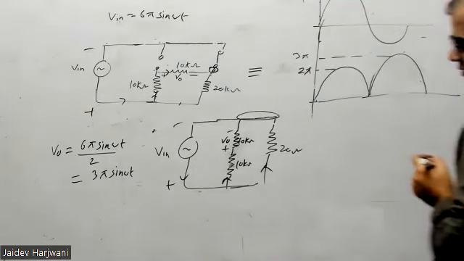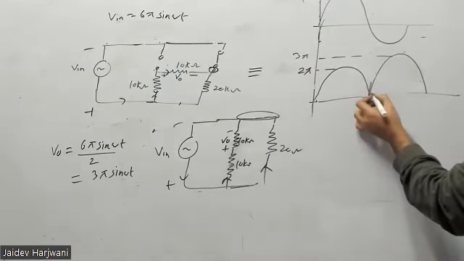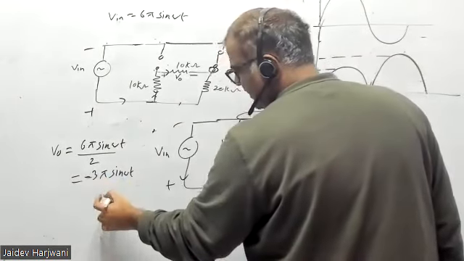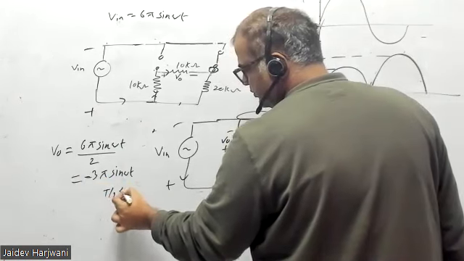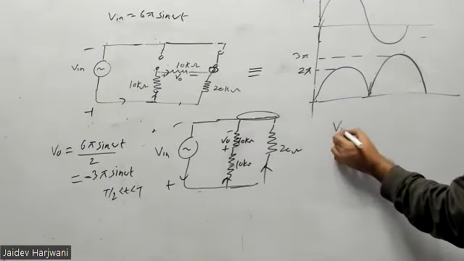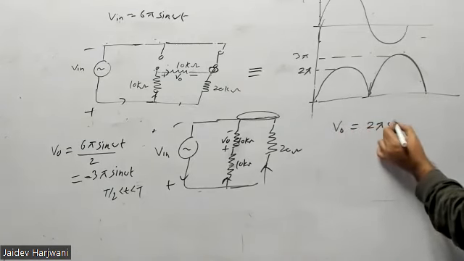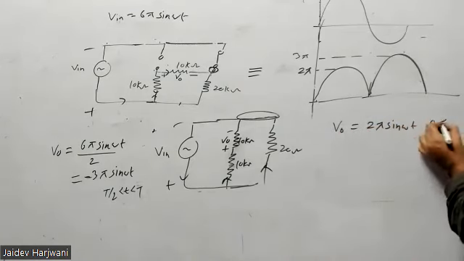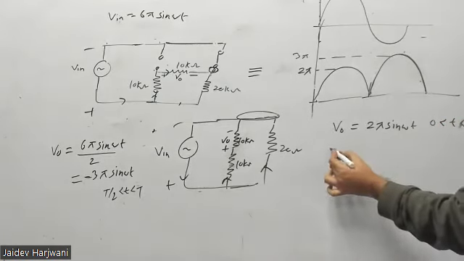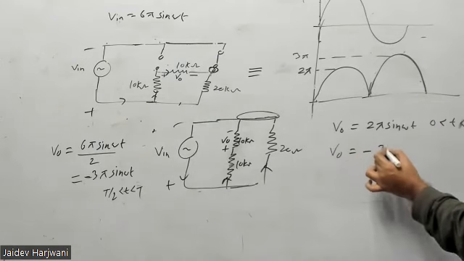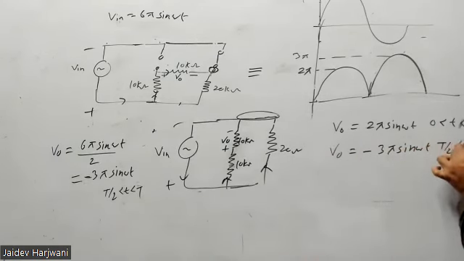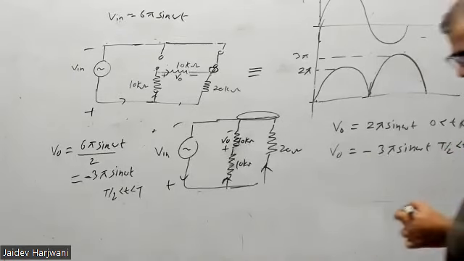Okay, so now again the same direction is coming, so I have to put a minus sign here, for the period T by 2 to T. So my equations now become V naught equals 2 pi sine omega t for 0 to T by 2, and V naught equals minus 3 pi sine omega t for T by 2 to T. Solve. Tell me the average value.